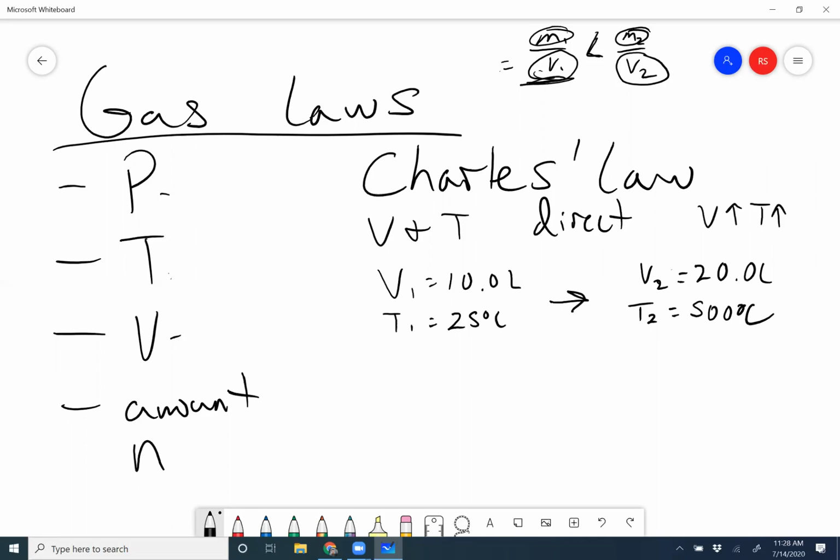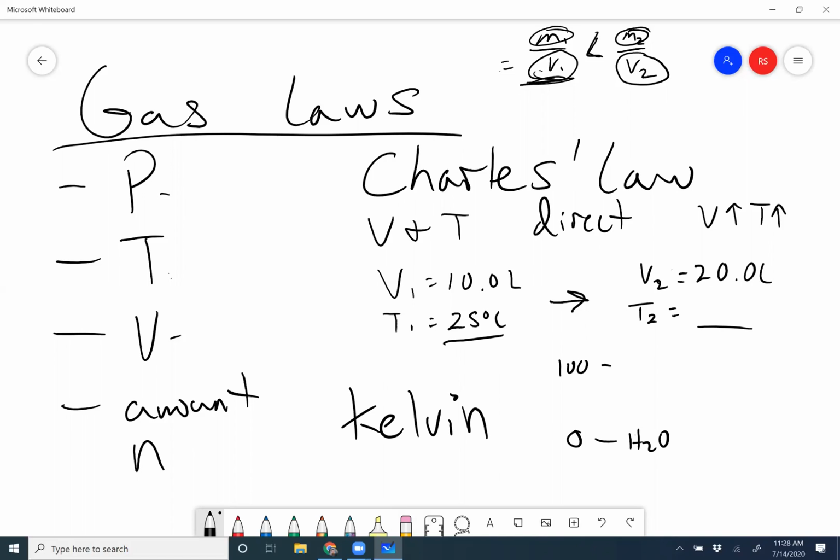So again, Charles, because he's friends with Boyle, he does the scientific method and he does a ton of observations. And what he finds, not Charles, but Boyle and eventually a guy named Kelvin, is that the temperature scale is wrong. Celsius is designed around setting 0 to water freezing and 100 to water boiling. So we'll say boiling point, and this is freezing point.